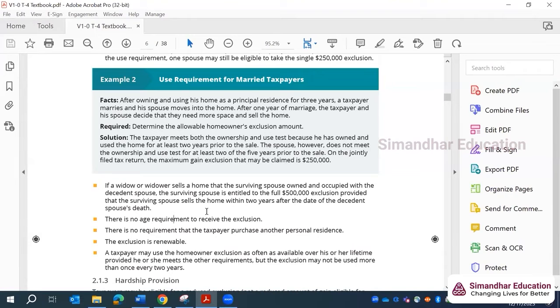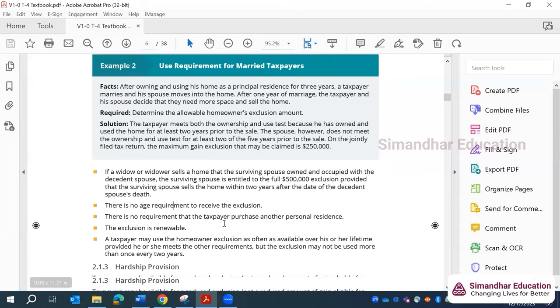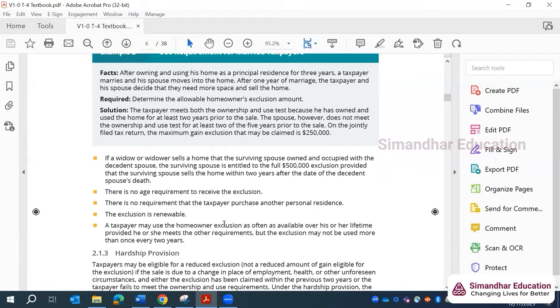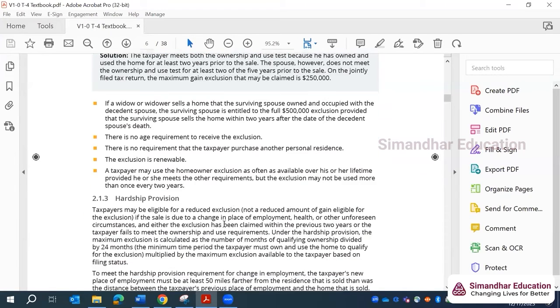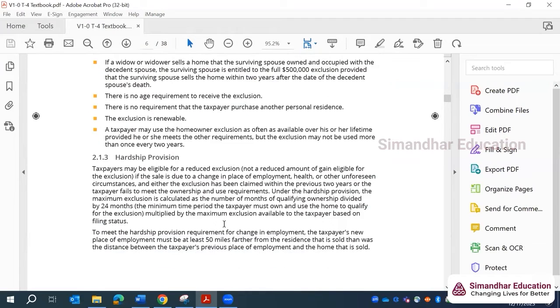Because remember, why do I say every 2 years? Because you will have to use the property as your primary residence, and you have to satisfy both the ownership requirement and the use requirement. So at a minimum, you have to own that property for 2 years and use that property for 2 years. So every 2 years, you can use the exclusion and save up to $250,000 or $500,000, depending upon whatever your filing status is.